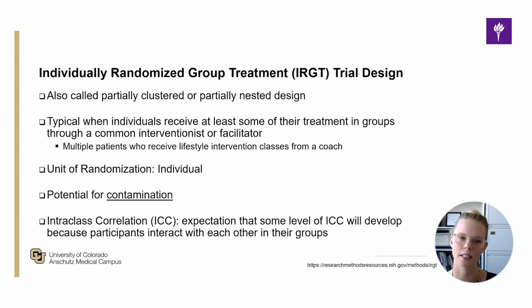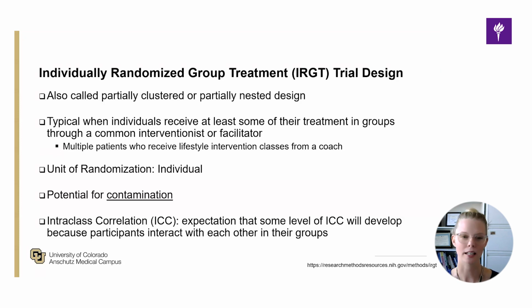And this is typical when individuals receive at least some of their treatment in groups through a common interventionist or facilitator. So this example works really well with what I'm trying to do. Everyone is having the same coach, and then other components are being delivered individually. And again, the unit of randomization is the individual. Here, though, we have a high potential for contamination, and I'll get into that later. We also still have to consider that intraclass correlation.